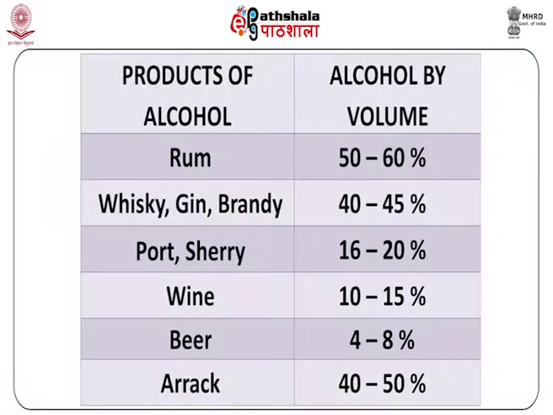Now in this table we have shown in one column the products that have been obtained from alcohol and the next column represents the alcohol percentage by volume. Starting with the first, we have rum having an alcohol percentage of 50 to 60%, then whiskey, gin and brandy having an alcohol percentage by volume of 40 to 45%. Port or sherry alcohol by volume is 16 to 20%, for wine it is 10 to 15%, for beers it is 4 to 8% and for arrack it is 40 to 50%.